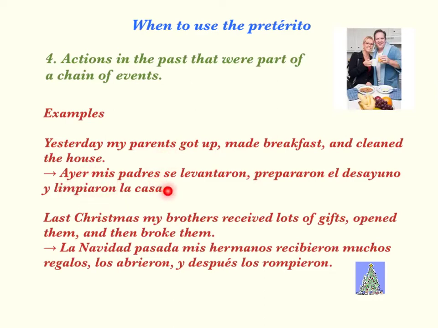Notice we can make reflexive verbs in the past tense as well, in the preterite specifically, and that works just fine. We keep the se, and we conjugate our verb in the preterite for they, my parents. Last Christmas, my brothers received lots of gifts, opened them, and then broke them. Again, a chain of events.